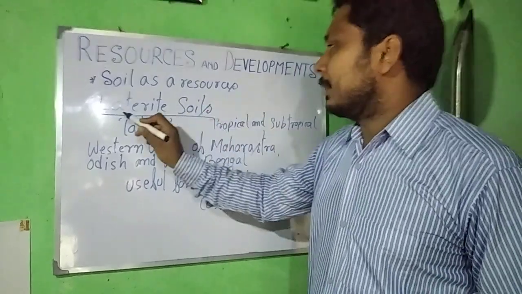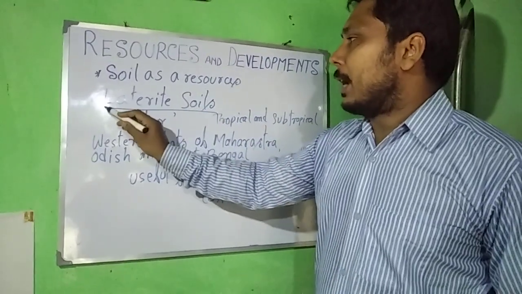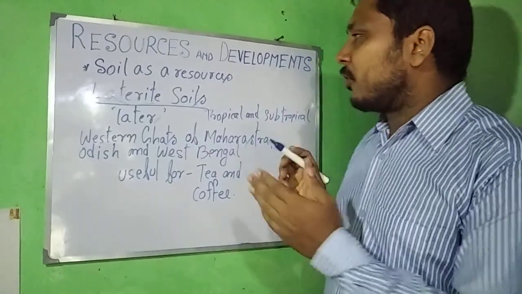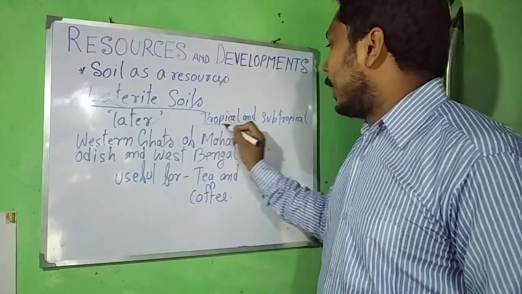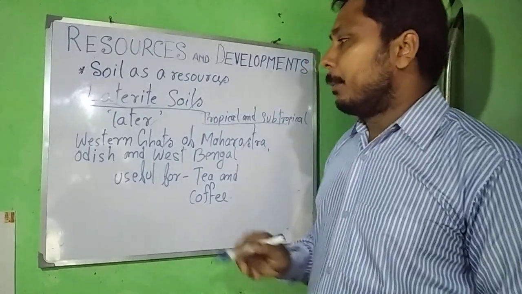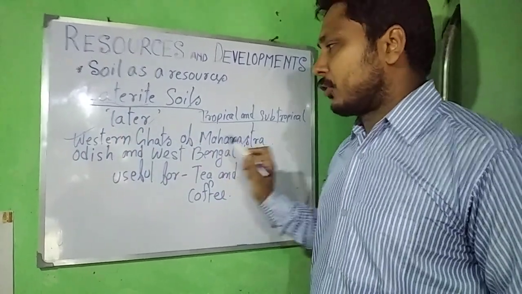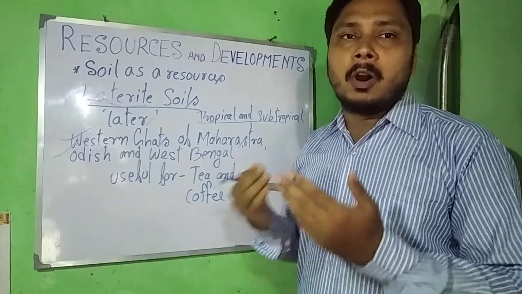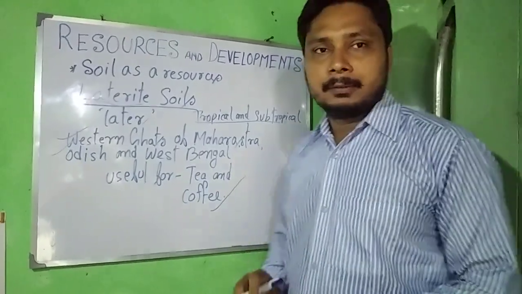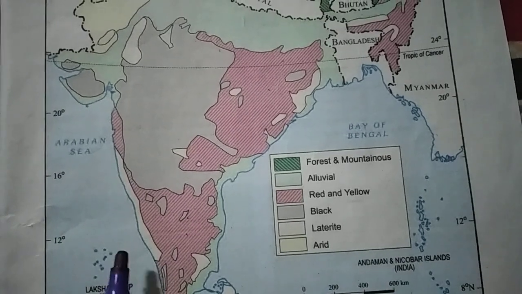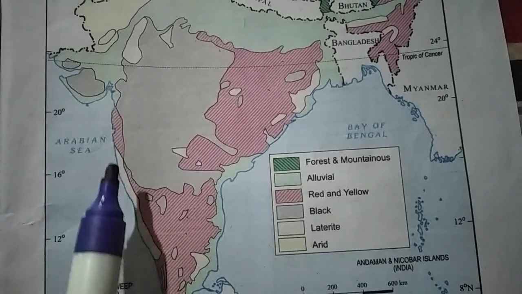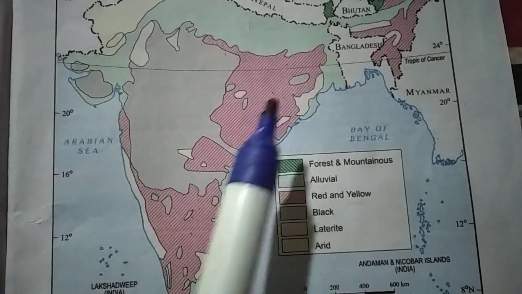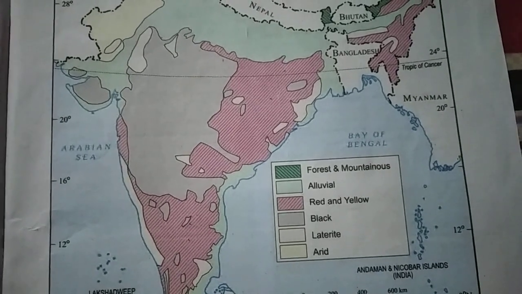The next topic is laterite soils. The word laterite is derived from the Latin word later, meaning brick. We can find this laterite soil in our country in tropical and subtropical climate, mainly in the Western Ghat regions of Maharashtra, Odisha and some parts of West Bengal. This soil is very useful for growing tea and coffee. Look at this Indian map: in this area, the Western Ghats of Maharashtra, we can find this laterite soil. And look, in Odisha, including West Bengal, we can find this laterite soil.